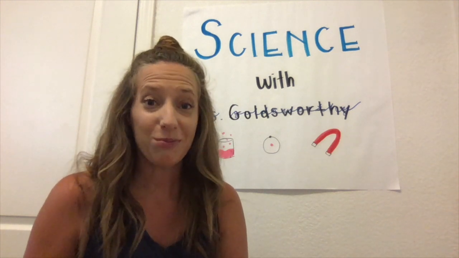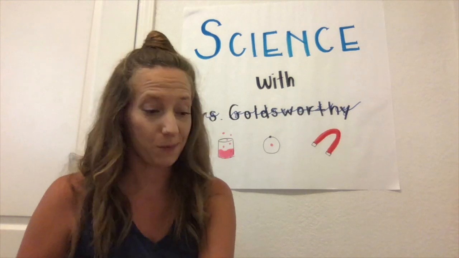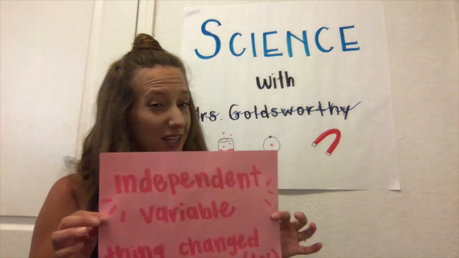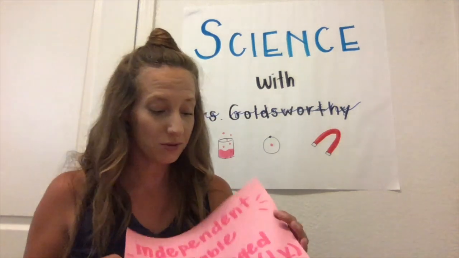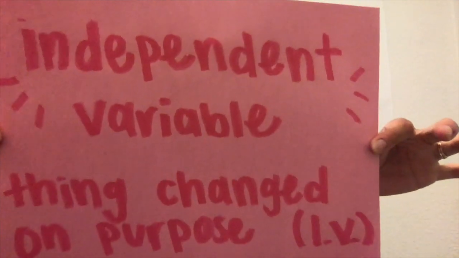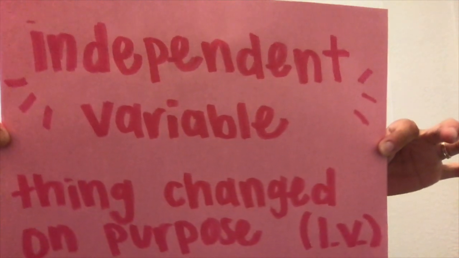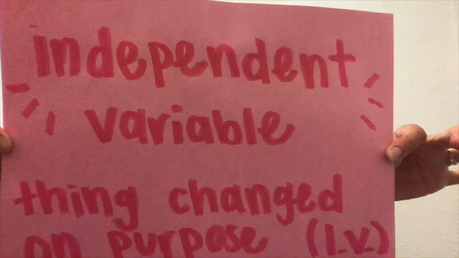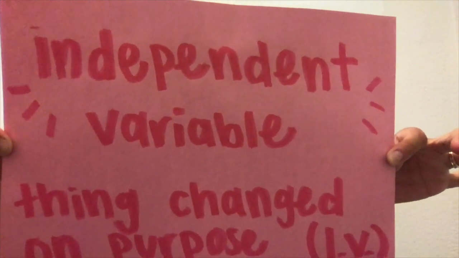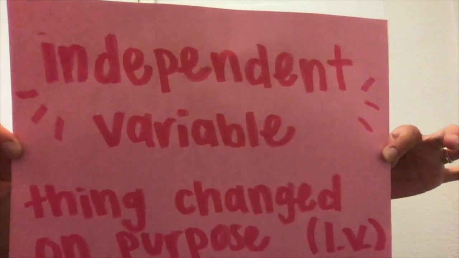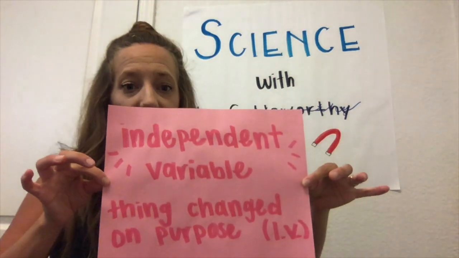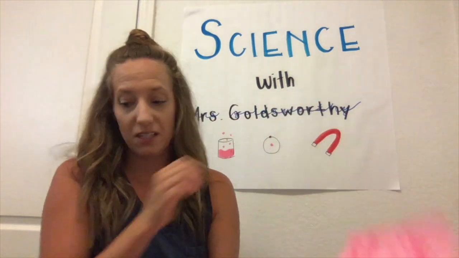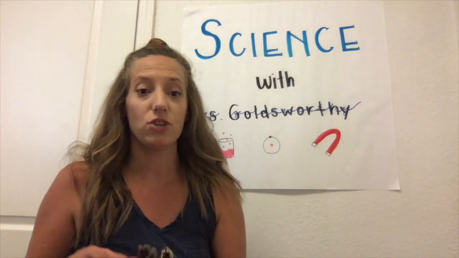Our first term is independent variable. And you'll see that independent variable will come up as pink throughout these videos and this unit. So independent variable, this is the thing that I'm going to be changing on purpose in an experiment. And I have two experiments that I'm going to be talking about today. So again, the independent variable is the thing I'm changing on purpose.